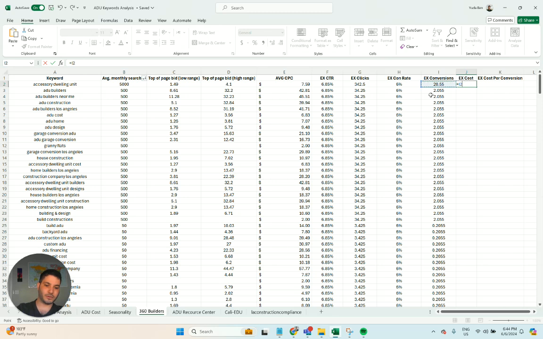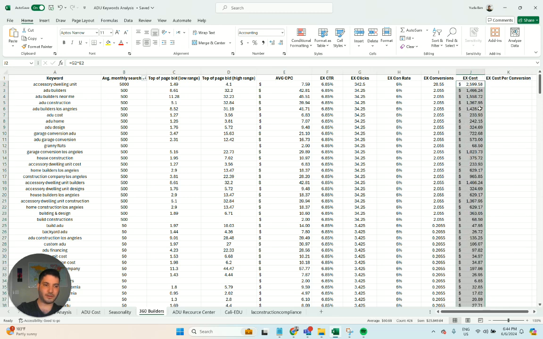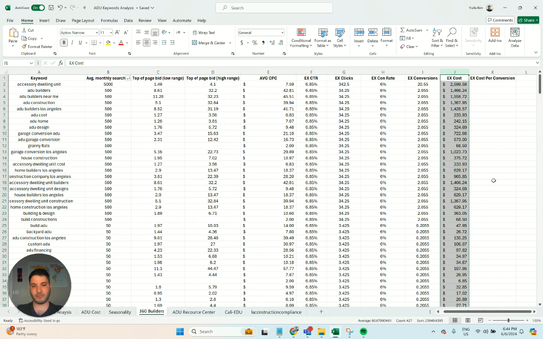Here we have the conversions times cost. So the cost is going to be clicks times average CPC. So here we have our expected cost. Now remember, this is if you would have had an unlimited budget for this account, right? So about 25K, about 26K there. That would have been an unlimited kind of budget.